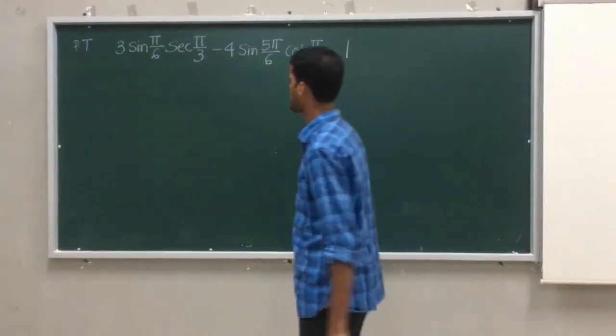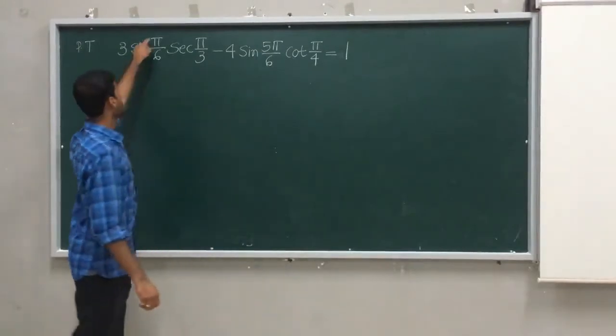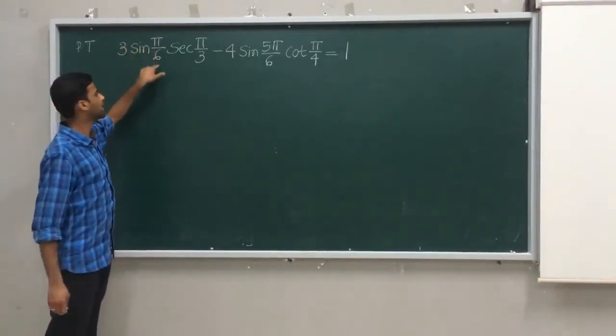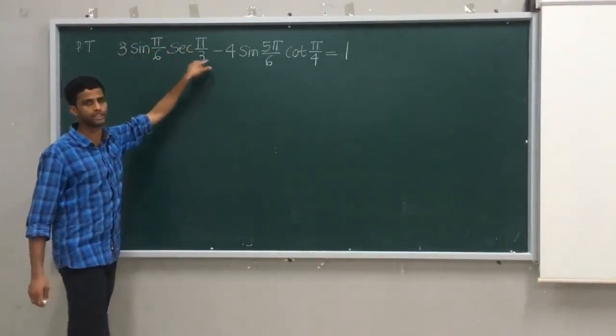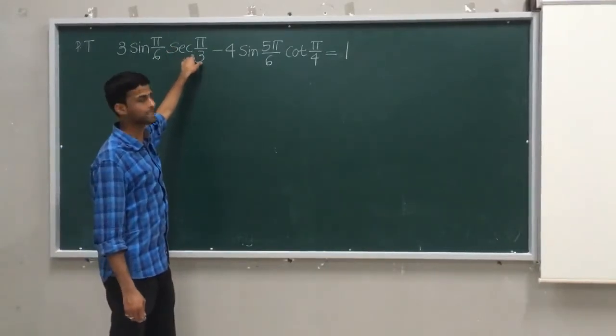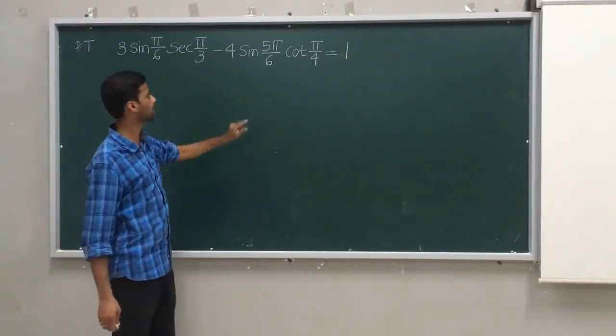First of all, what we should do is: sin pi by 6 means sin 30, we know. Sec pi by 3, that is sec 60. Sec 60 is nothing but sec is the reciprocal of cos, that we can manage.